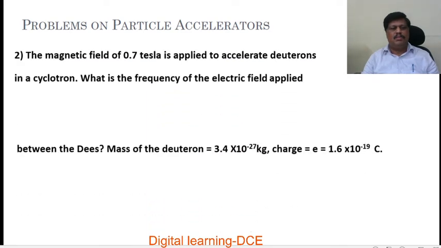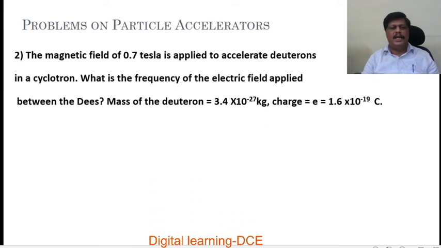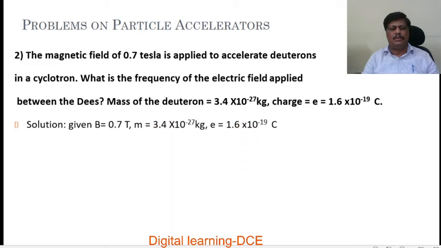Next, the problem number 2. The magnetic field of 0.7 Tesla is applied to accelerate deuterons in a cyclotron. What is the frequency of the electric field applied between the Ds? Mass of the deuteron is given as 3.4 into 10 power minus 27 kg and charge on the deuteron is equal to 1.6 into 10 power minus 19 coulomb.